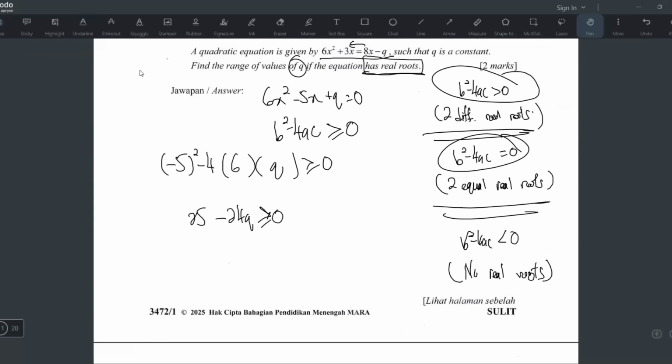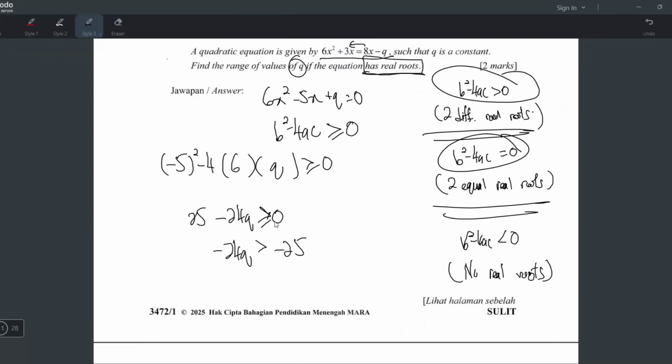Okay, I'm trying to find the range of Q. So the Q has to be single here. So I will move the 25 away. It becomes negative 25, but the symbol is still bigger equals. Okay, now you can move the negative. So when you move the negative, you have to change the sign to 25.